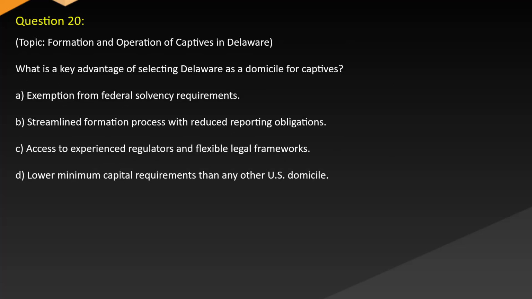Question 20. Topic: Formation and operation of captives in Delaware. What is a key advantage of selecting Delaware as a domicile for captives? A. Exemption from federal solvency requirements. B. Streamlined formation process with reduced reporting obligations. C. Access to experienced regulators and flexible legal frameworks. D. Lower minimum capital requirements than any other U.S. domicile.